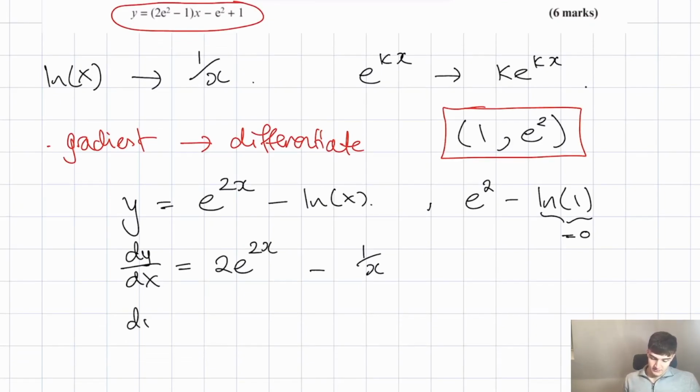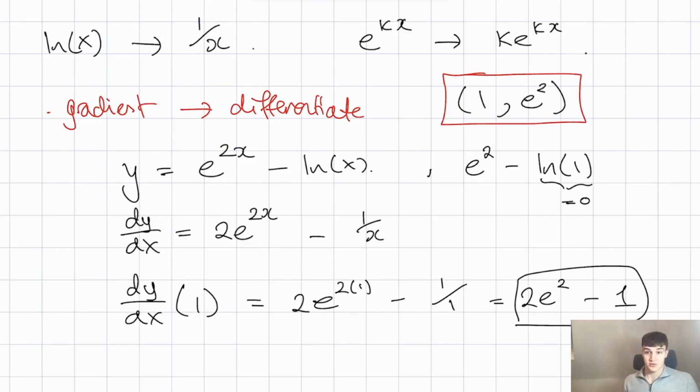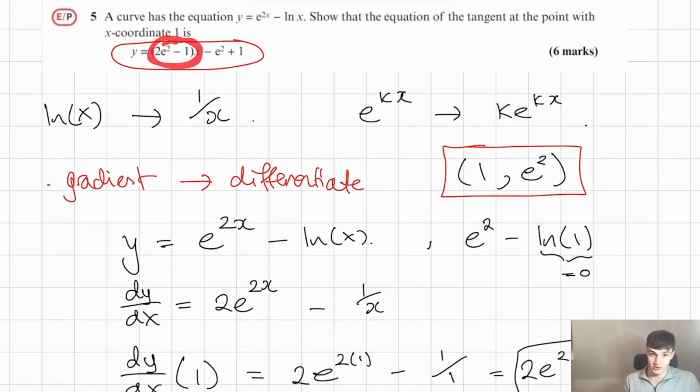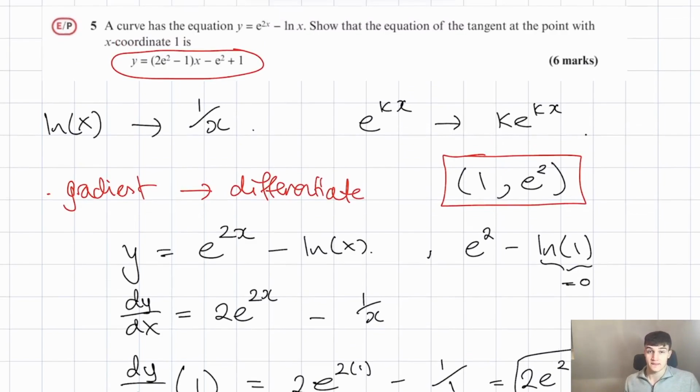So what is our gradient at the x value being 1? We're just going to plug it into our derivative. It's going to be 2e to the 2 lots of 1 minus 1 over 1. So that's 2e squared minus 1. So this is our gradient. Now, does that pop up? Yes, it does. It's in our formula already. So this is correct. It's good when they give you these show that questions, you can at least know if you're on the right track.